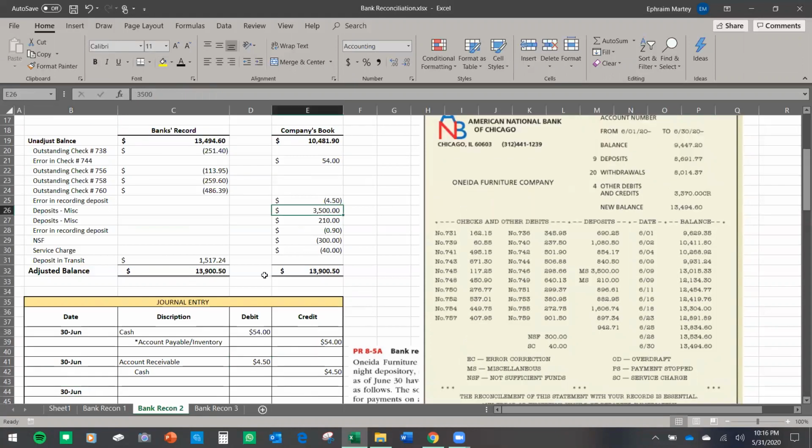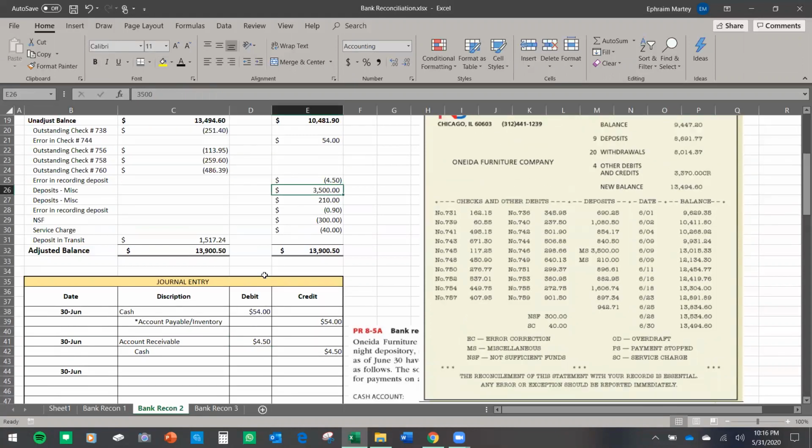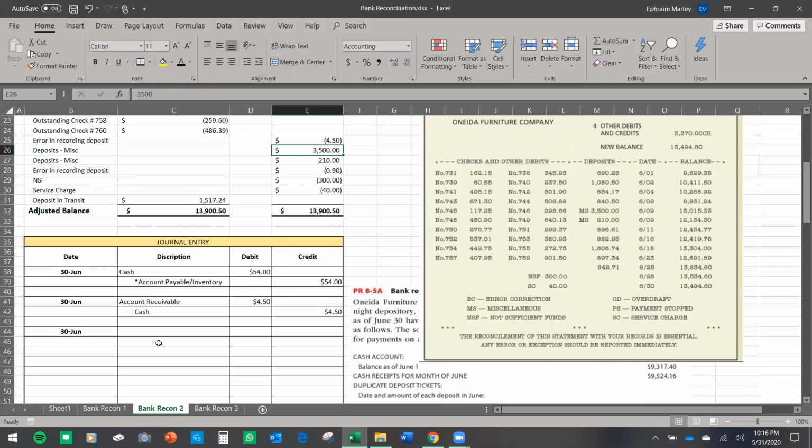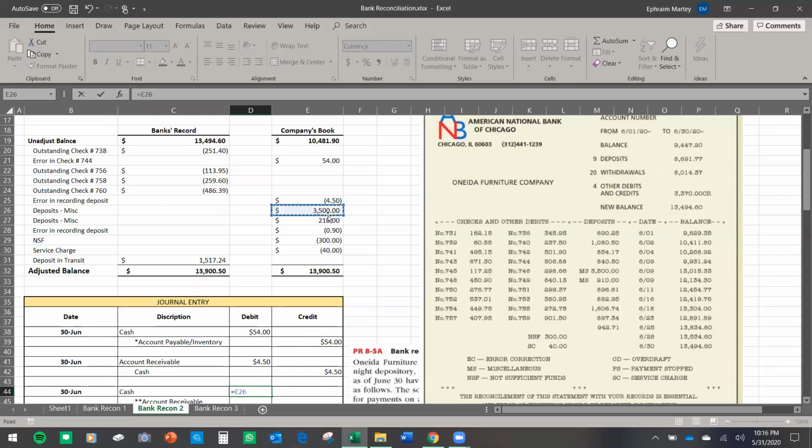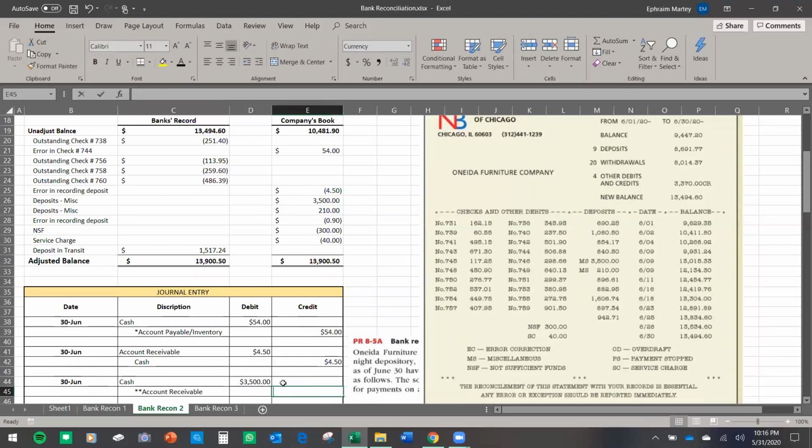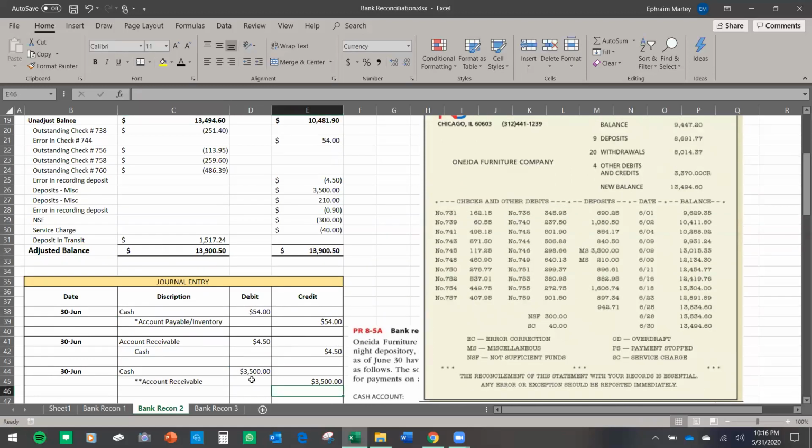So the next one is 3,500. We know that is increasing our cash, and then could decrease some account. That could be an account receivable as well. So our cash is increasing by 3,500, and our account receivable is also decreasing by 3,500, because we are assuming here that someone owes us money and has paid it, so we have to decrease the account receivable.